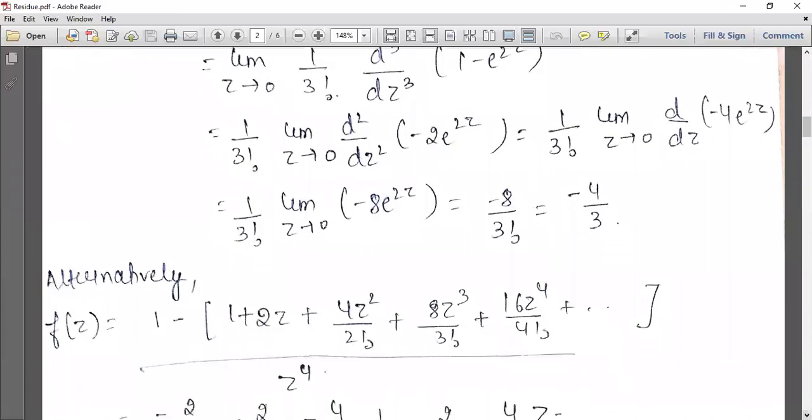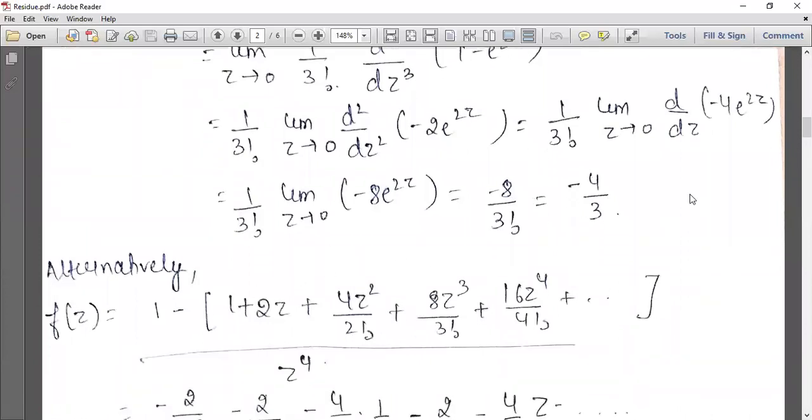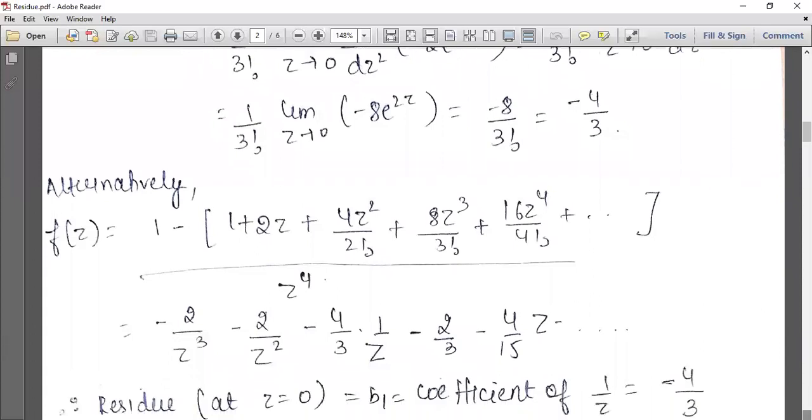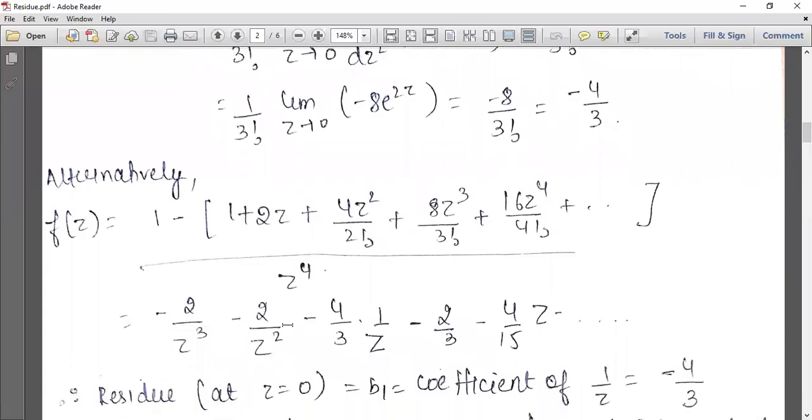Alternatively, I have used Laurent expansion here also. So e raised to the power 2z can be expanded like this. e raised to the power z is 1 plus z plus z square plus z cube and so on. So this will be 1 plus 2z plus 2z square upon 2 factorial plus 2z cube upon 3 factorial and so on. So now I have further simplified this. As in the first definition, residue is given by the coefficient of 1 upon (z minus z naught). So here z naught is 0. So the coefficient of 1 by z will be our residue, that is minus 4 by 3.